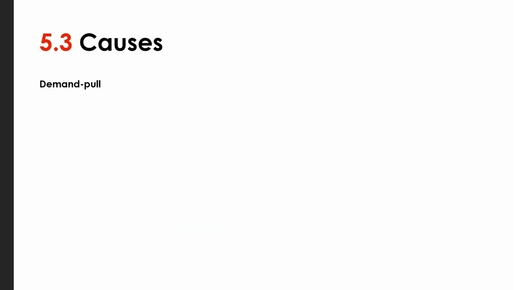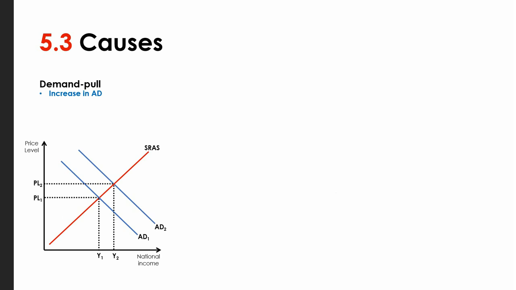There are two main causes of inflation. Demand pull inflation is caused by an increase in aggregate demand. More demand for goods and services means more is being produced, and that puts upwards pressure on the economy's scarce resources, causing costs to rise.